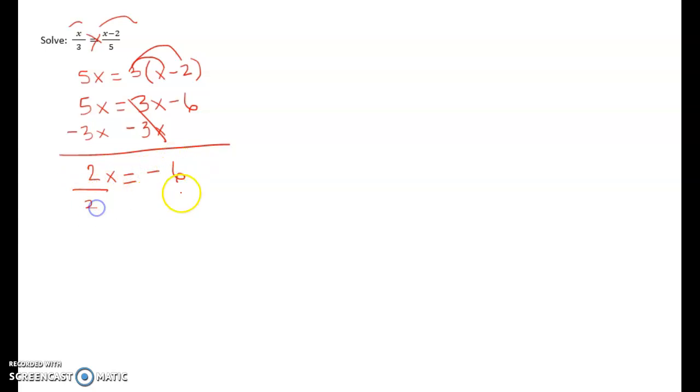So now we get 5x equals 3x minus 6, and then we want to get our variable terms on the same side. So we minus 3x from each side. We get 5x minus 3x is 2x equals negative 6. We divide by 2 on each side. Negative 6 divided by 2, we're going to get x equals negative 3. And that's our final answer. There are other ways to solve it, but this is the way I would recommend.